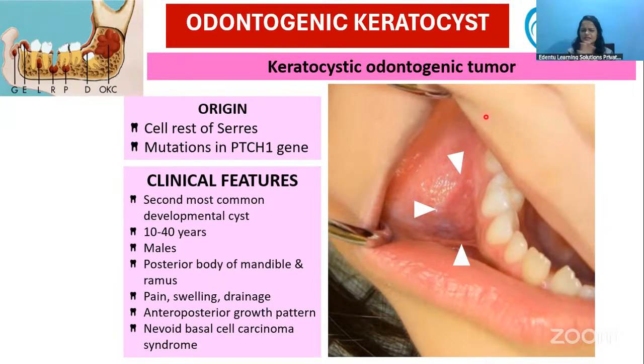It is the second most common developmental odontogenic cyst after the dentigerous cyst. Most commonly seen in the 10 to 40-year age group, males are most commonly affected. And like the dentigerous cyst, it is also seen in the posterior body of the mandible and the ramus. Large cysts can definitely produce pain, swelling, and drainage like that.